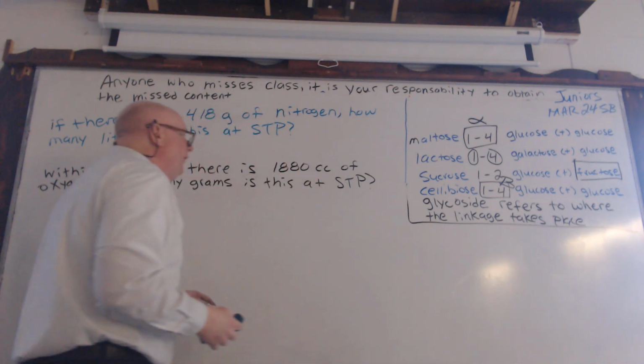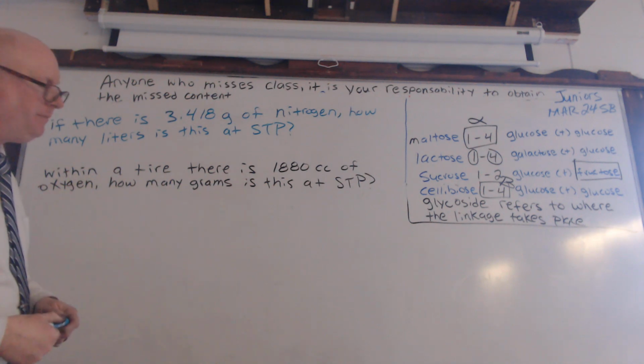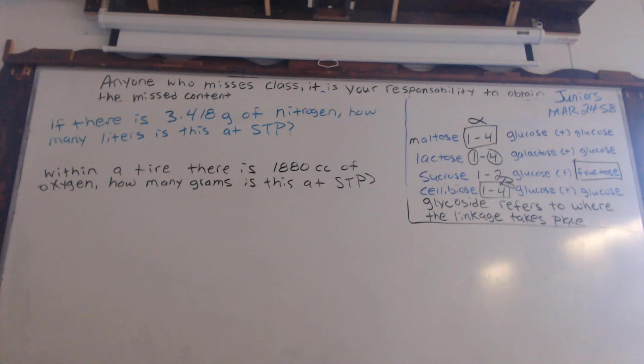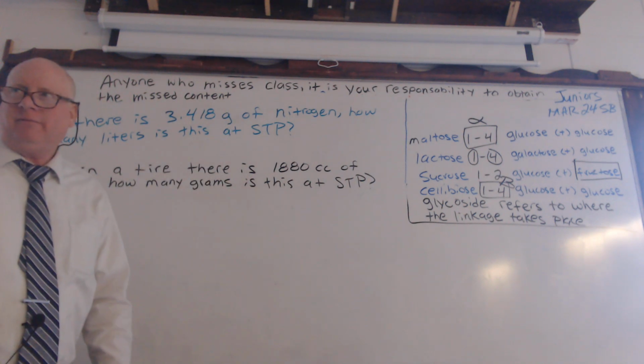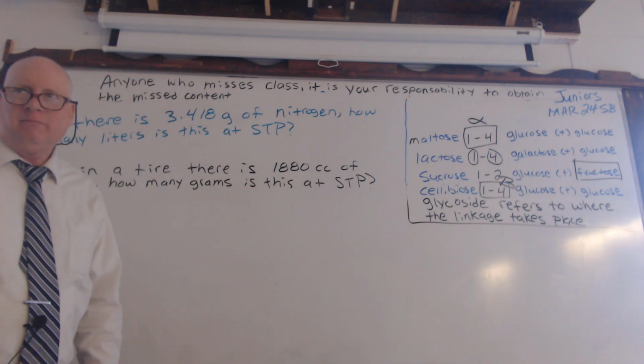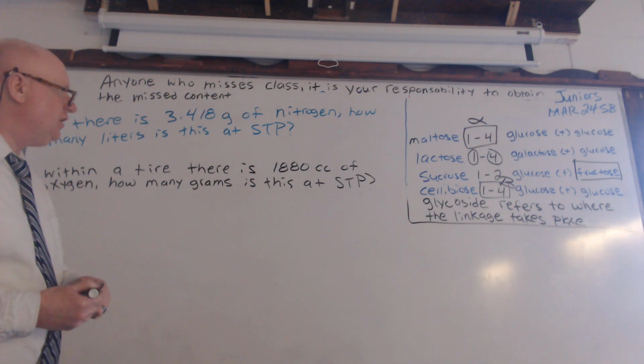Okay, so these are maybe just a little more extensive. There's just one extra added step than what the examples we saw in the book. Okay, so you got to be able to read first. If there is 3.418 grams of nitrogen, how many liters is this at STP? And again, you will be solving problems like this when it's not at STP. Yeah, you gotta convert it to STP. There's just certain stipulations that you would have to know.